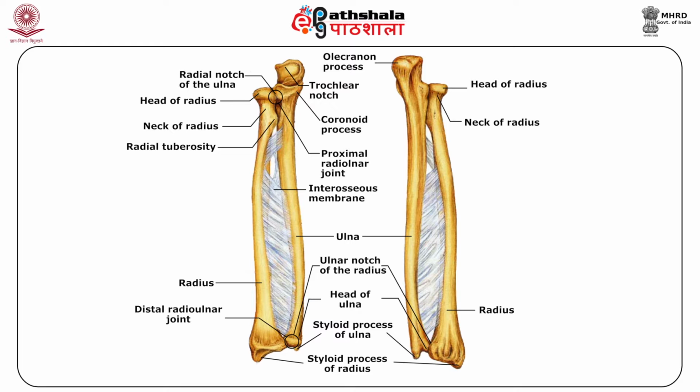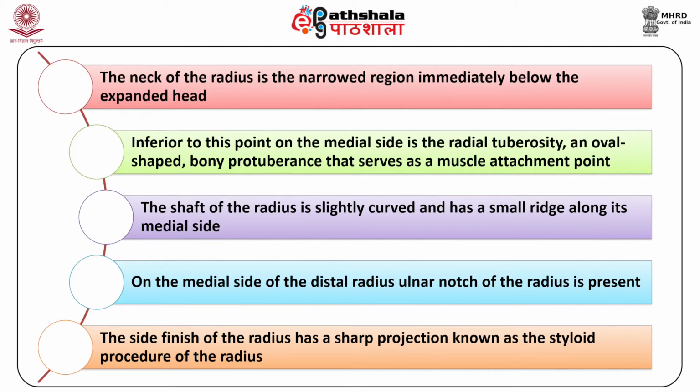The radius is the smaller bone of the forearm and runs parallel to the ulna on the lateral side of the forearm, that is the thumb side. In contrast to the ulna, the radius is narrow at its proximal end and widens at its distal end. The head of the radius is a disc-shaped structure that forms the proximal end. The neck of the radius is the narrowed region immediately below the expanded head.